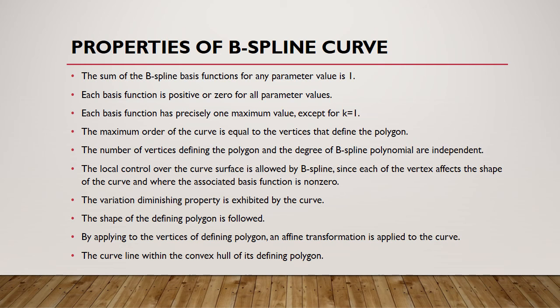The sum of the B-spline basis functions or blending functions is always equal to 1. The basis function is positive or 0 for all parametric values. And it has precisely one maximum value except for k equal to 1. The maximum number of curves is equal to the vertices that define the polygon. These are the basic properties of B-spline which you will have to remember. So thank you. That's all for now.